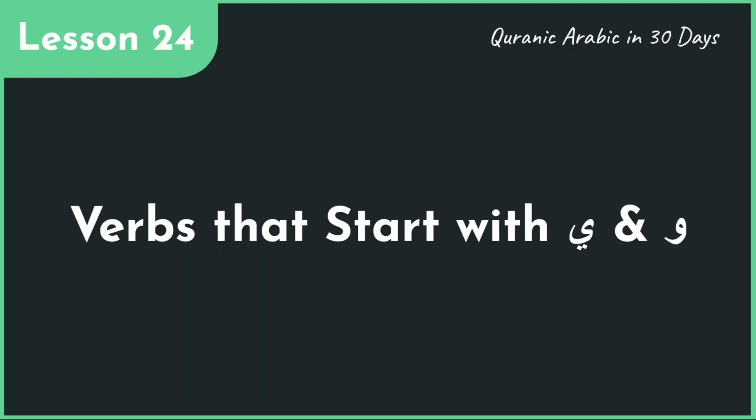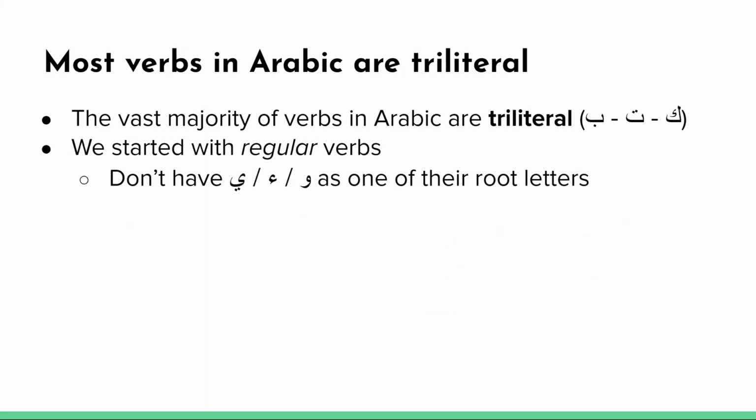In this lesson, we're going to cover verbs that begin with the letter ya or with the letter waw. As a review, most verbs in Arabic are triliteral. What that means is that they have three root letters. For example, the verb kataba has the root letters kaf, ta, and ba. And so, all other verbs that are derived from kataba have these three root letters.